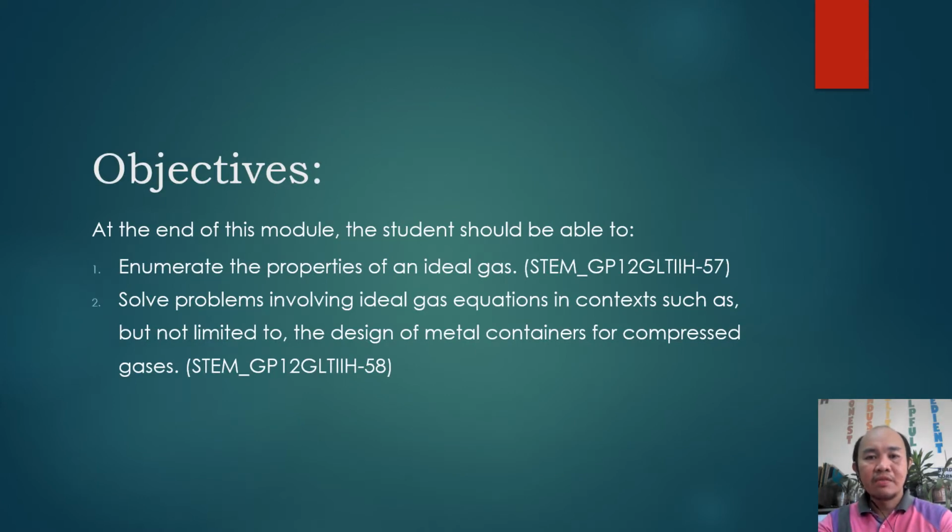The objectives for this topic are the following. At the end of this module, the student should be able to, first, enumerate the properties of an ideal gas. Second, solve problems involving ideal gas equations in context such as, but not limited to, the design of metal containers for compressed gases.